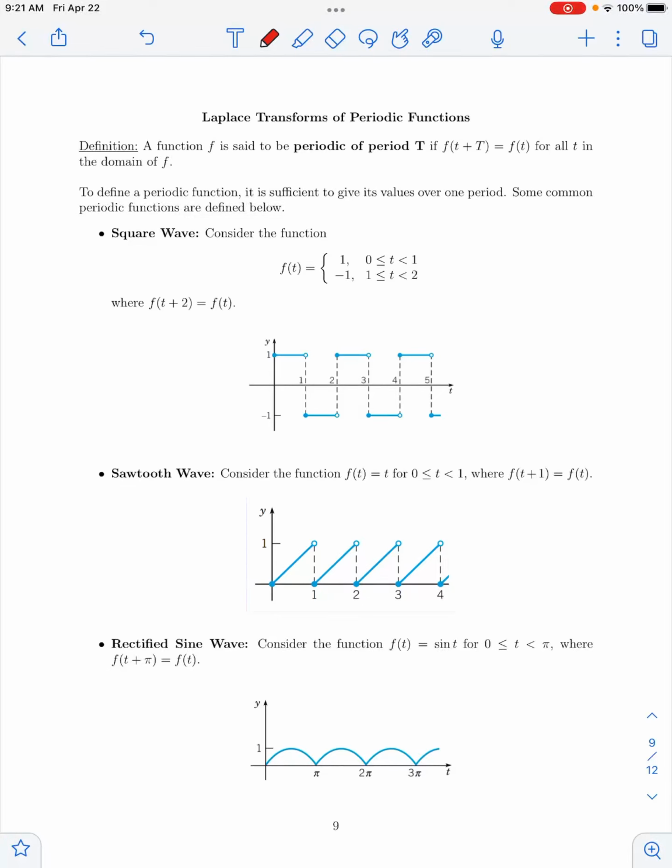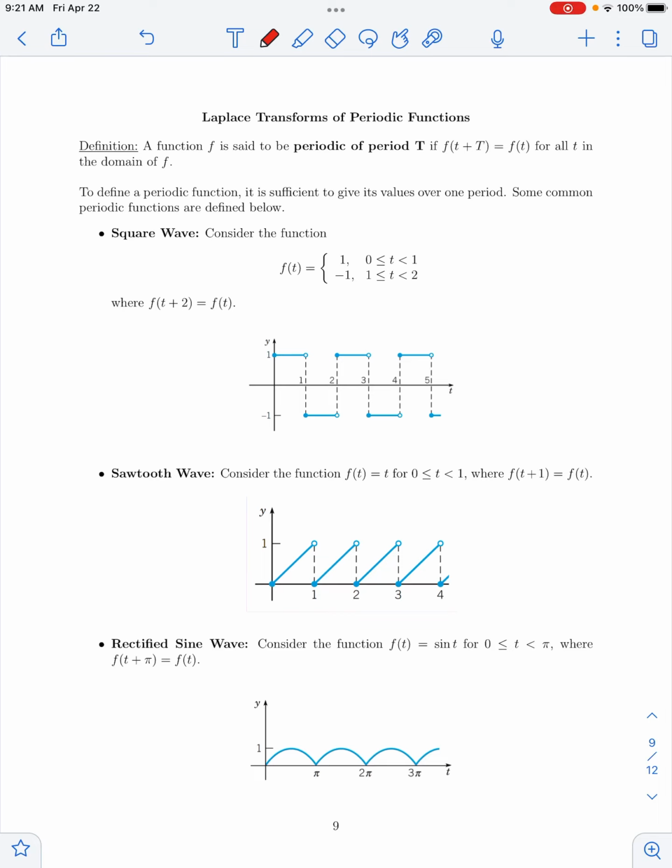Okay, in this lecture, we're going to continue our section 6.3 material on step functions. And here we're going to talk about how we can use step functions to represent periodic functions and talk about the Laplace transforms of periodic functions.